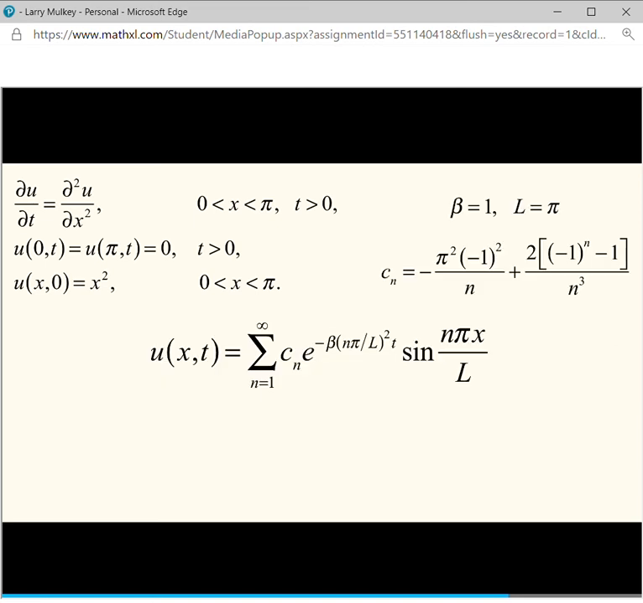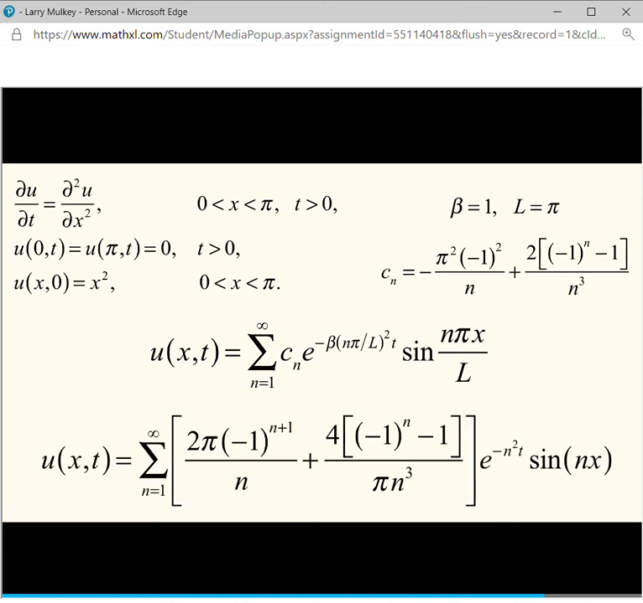Substituting the coefficient along with beta equals 1 and L equals pi into the formula for u(x, t), we get that it equals the sum from n equals 1 to infinity of the quantity, the quotient of 2 pi times negative 1 to the n plus 1 and n, plus the quotient of 4 times the quantity negative 1 to the n minus 1 and pi n cubed, all times e to the negative n squared t times sine of nx.